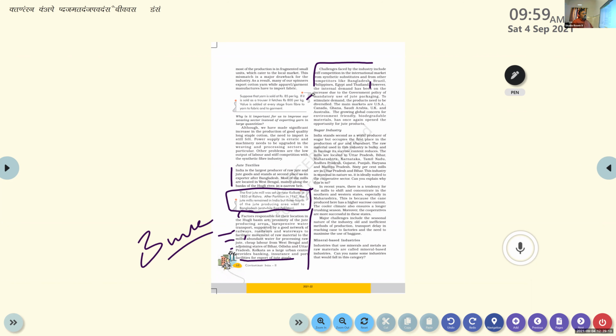Okay. Finally, Australia also. United Kingdom and Australia. So we can mark that we are exporting the goods to USA, Canada, Ghana, Saudi Arabia, UK, and Australia. The growing global concern for environment-friendly, biodegradable materials has once again opened the opportunity for jute production.